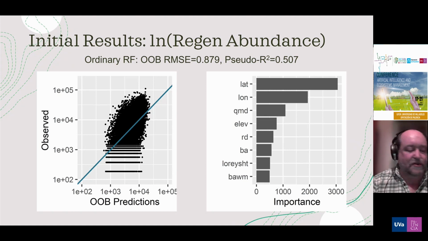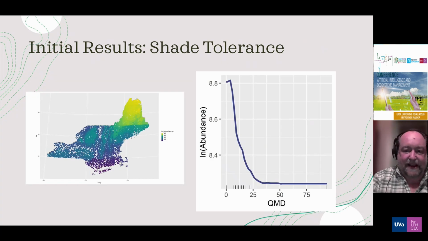But the variable importance scores here were actually a little surprising. I was not expecting the primary drivers of abundance to be where you are in the world, latitude and longitude. I was expecting density to be much more of an important factor because we think that tree regeneration is driven heavily by competition. Well, yeah, that's true. There is a strong spatial pattern. I don't believe the sharp horizontal line.